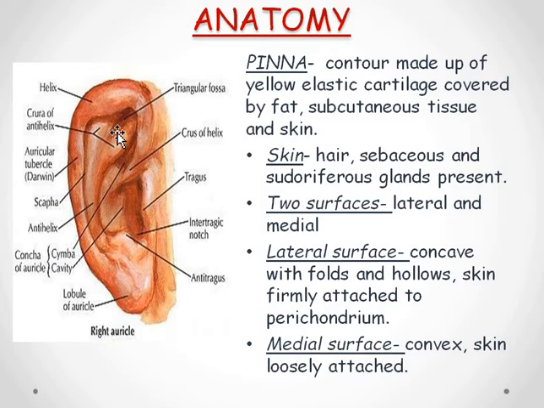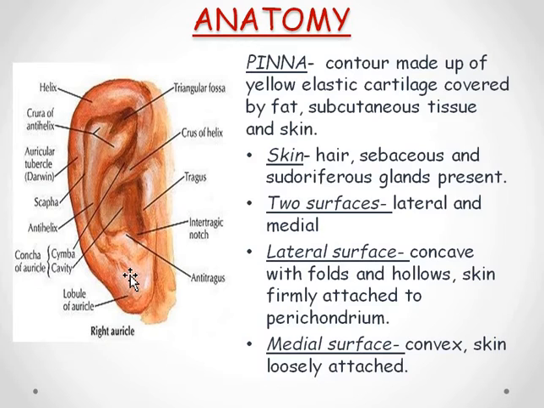This is the triangular fossa. This is the auricular tubercle. This is the scapha. This is the cymba concha, this area. And this is the lobule. So the pinna is a contour made up of yellow elastic cartilage, an MCQ point, covered by fat and subcutaneous tissue and skin. In the skin, the hair, sebaceous and sudoriferous glands are present.